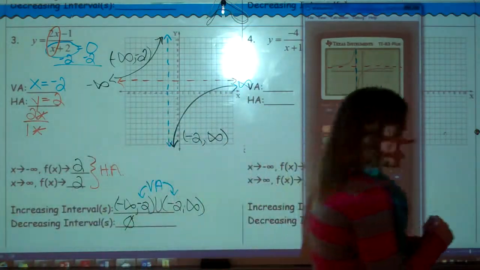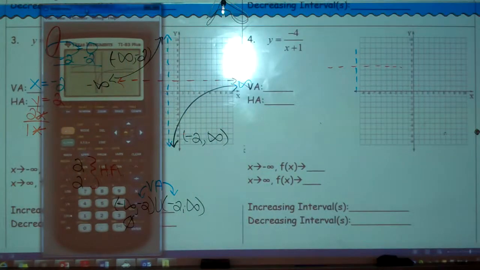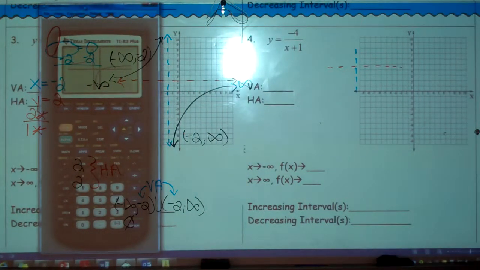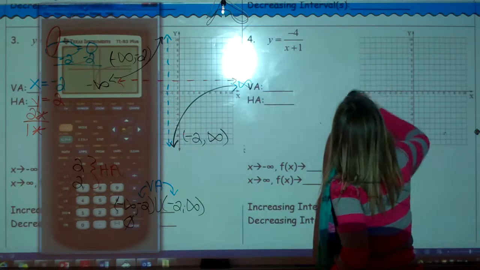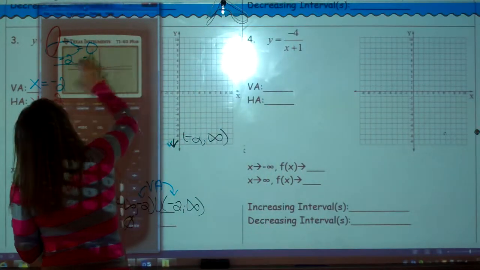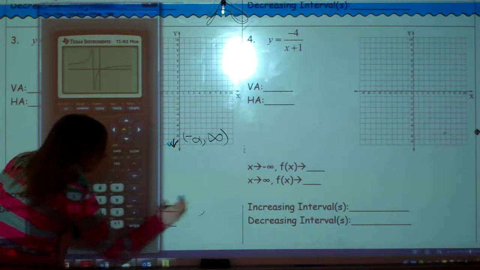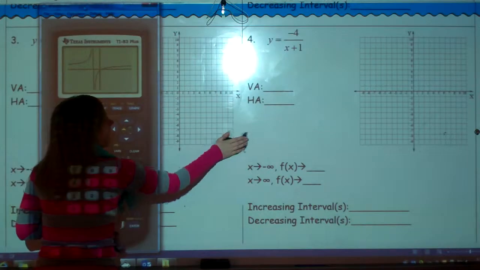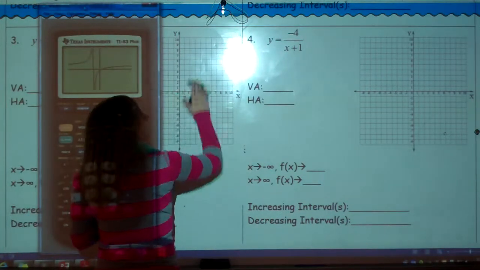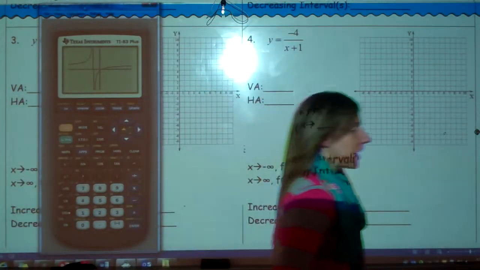Okay, so let's look at the other one. Kind of freaked me out a little bit because I was thinking this was on the graph, and even me, it was a little weird. Okay, because of the marker and calculator.